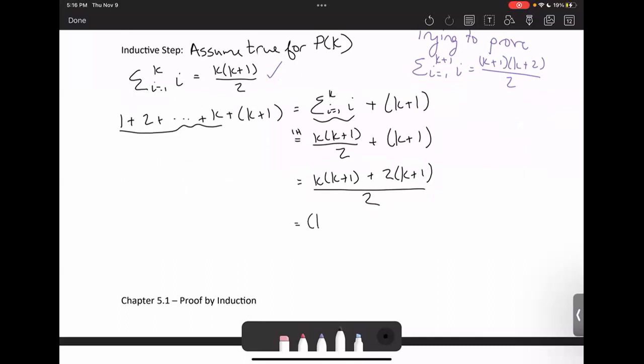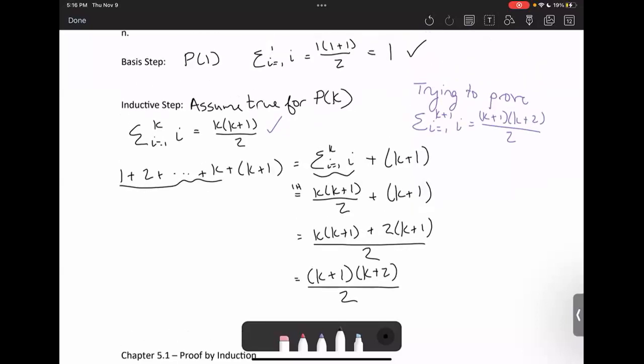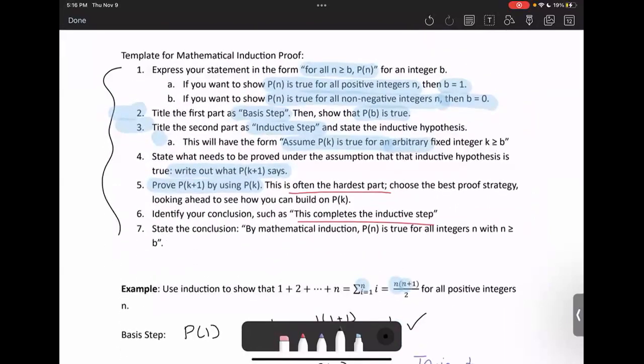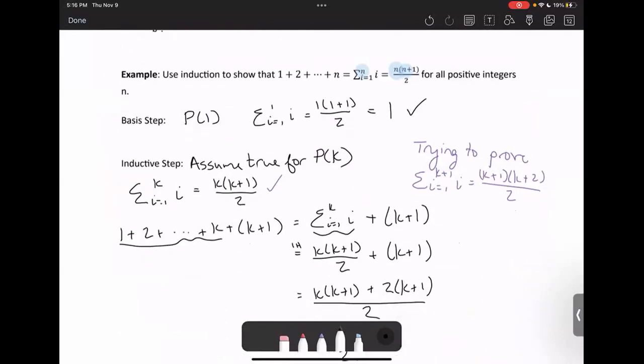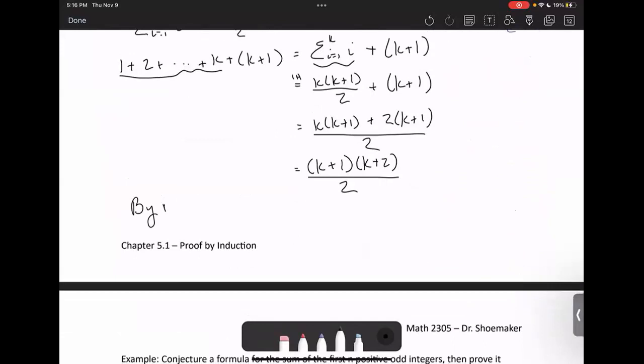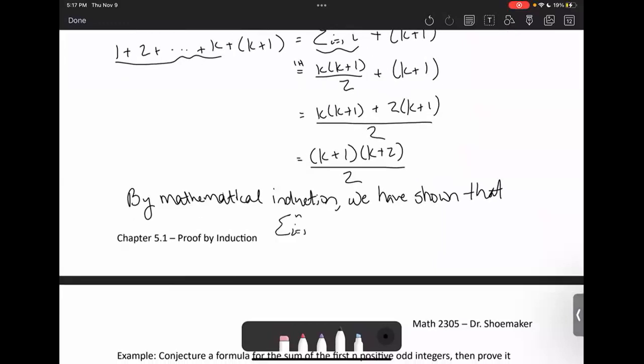And then, with a little bit of math I am not going to do for you, you can do it yourself or look it up in the book, this is k plus 1 times k plus 2 over 2. So from here, we notice that we used our basis step and our inductive step, and we have completed our inductive step, and so by mathematical induction, we have shown that the sum of i equals 1 to n of i equals n times n plus 1 over 2 for all n greater than or equal to 1.